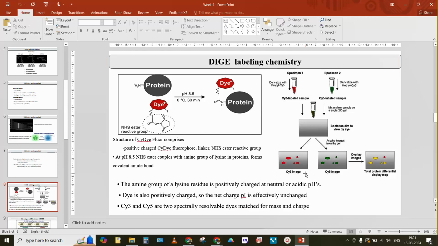So let's resume the session. Mostly people prefer doing lysine labeling. It is not going to alter the overall pI values. It is not going to alter the overall mass because both Cy3 and Cy5 will carry the same mass of these labels. And there is a good probability that your protein will have a lysine residue and it will get labeled by the cyanine dyes.